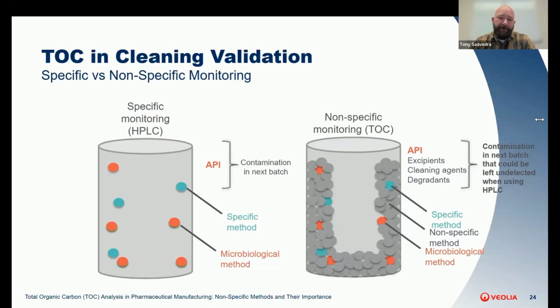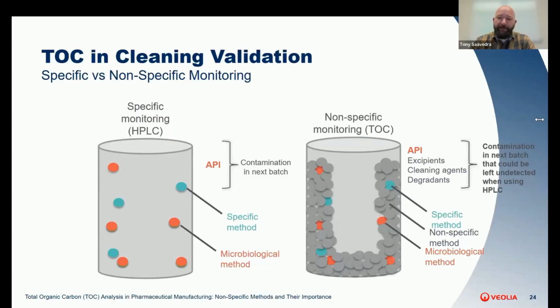Now, for non-specific monitoring with TOC, on the plus side, it detects a wide range of organic contaminants. It's generally faster and more cost-effective. It can catch unexpected organic contamination and is suitable for routine monitoring. Here's where TOC really shines. It doesn't care if it's detecting an API, an excipient, a cleaning agent, or a degradation product. If it's organic carbon, TOC will find it.